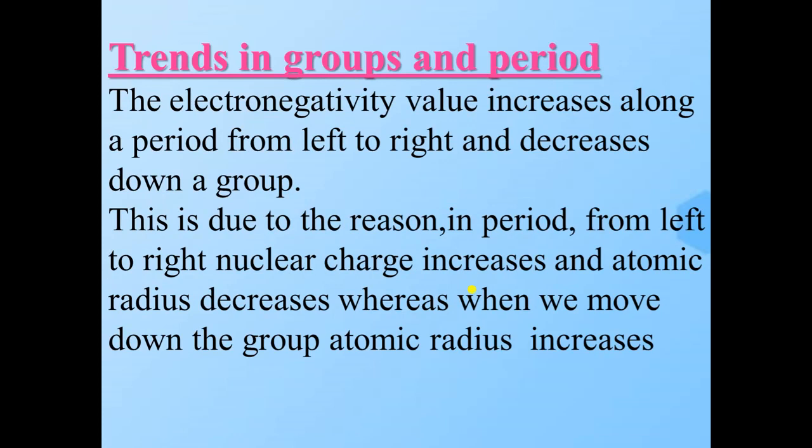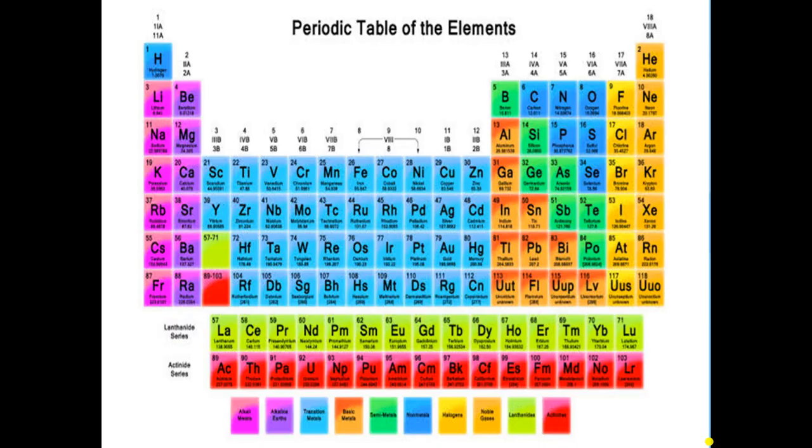Now trends in groups and period of electronegativity. The electronegativity value increases along a period from left to right and decreases down a group. Why? This is due to the reason that in a period from left to right, nuclear charge increases and atomic radius decreases, whereas when we move down the group, atomic radius increases. So here there is a table.